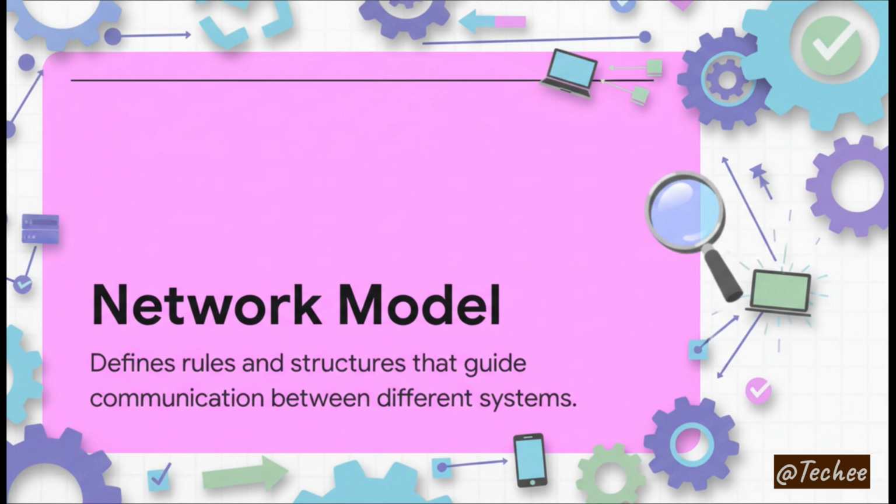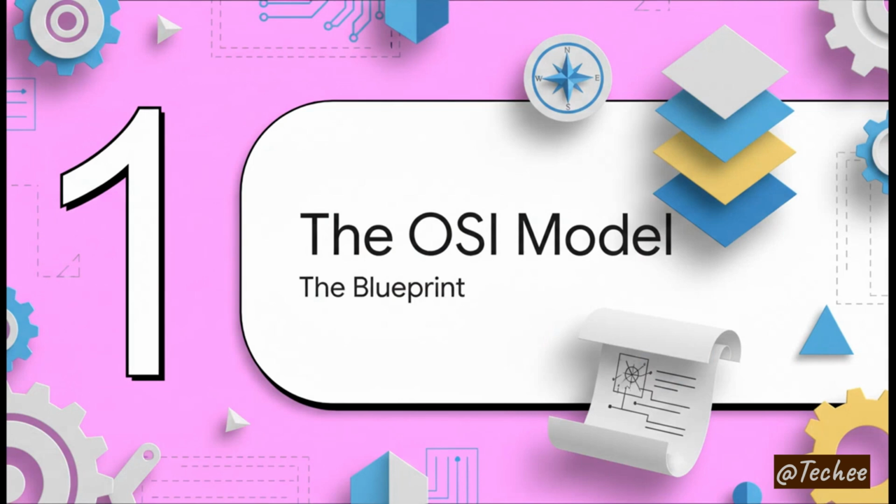It's a shared set of guidelines that makes sure every single device out there, no matter who made it or what software it's running, is playing by the exact same rules when it sends and receives data. So today, we're going to dive into the two most important models in the world of networking. And we're going to start with the big one, the comprehensive blueprint of them all, the OSI model.